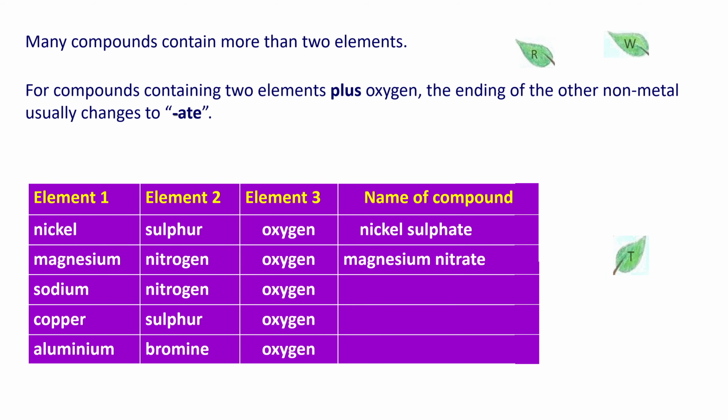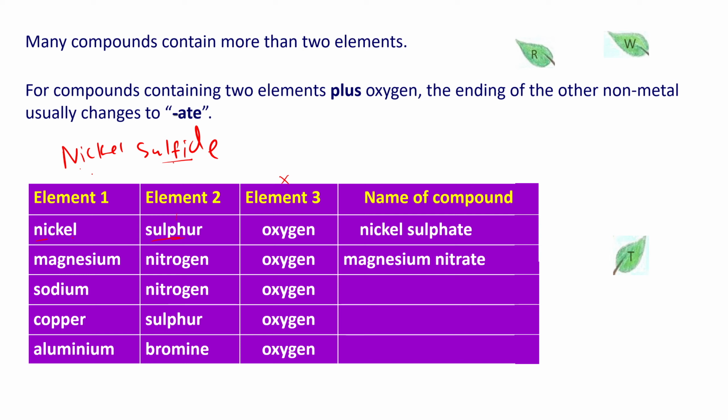Now, the next part. Let's say I've got some elements. Here I've got nickel and I've got sulfur. Ignoring this column here for now, if I had nickel and sulfur react together, I would get nickel sulfide. This is the old spelling. This is the new spelling. So nickel sulfide. That is telling me I've got a compound of only nickel and sulfur.